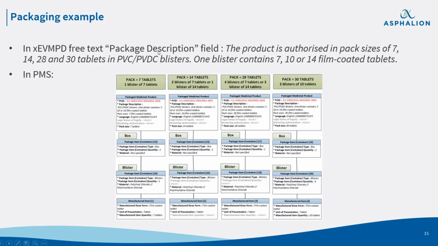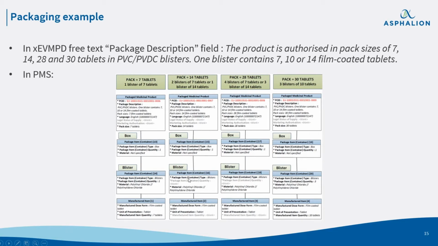This is the example I was mentioning about the packaging. At the moment in XEVMPD, we have this package description field. It's just a simple text box where we can copy and paste the information we have in section 6.5 of the SmPC. So in this example, it's just a product with several pack sizes. They are all in blisters. But in case we report this product in PMS and not in XEVMPD, well, the granularity is way higher. It's not just a simple text box.